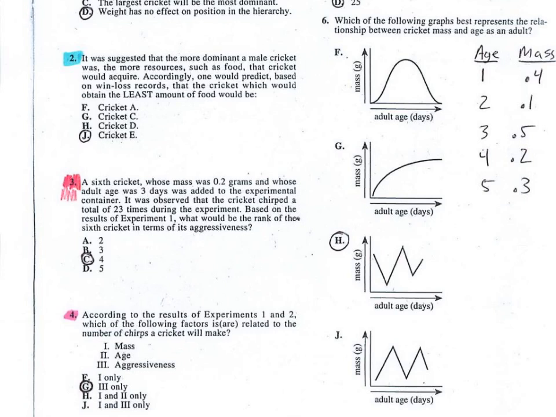We can see that going from age 1 to age 2, it decreases. Going from 2 to 3 increases. 3 to 4 decreases. And 4 to 5 slightly increases again. So that, of course, also leaves us with H.